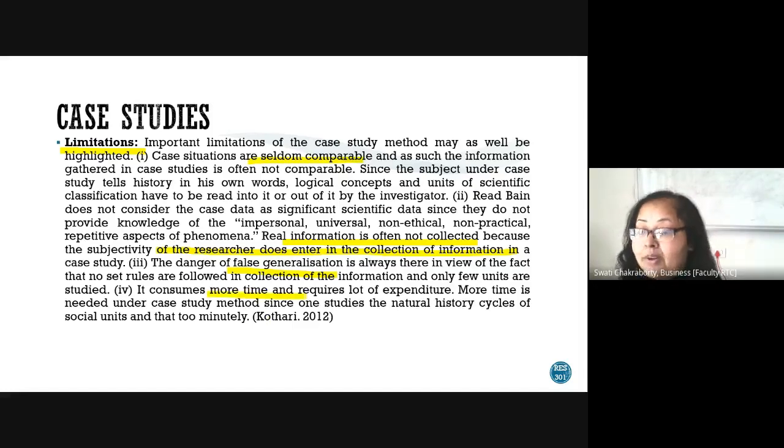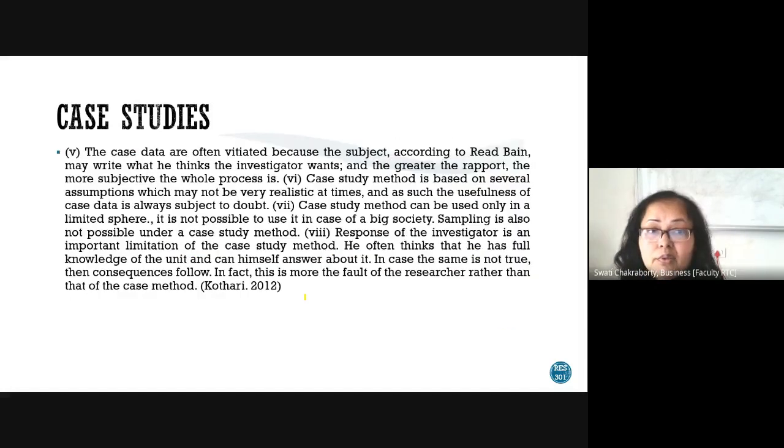It takes time and requires a lot of expenditure. Okay, and it's very often also vitiated because the subject may write what he thinks the researcher wants. The better the rapport, the more subjective the whole process is. Case study is also based on assumptions which may not be realistic at times, and as such the usefulness of the data is always subject to doubt. It can be used only in a limited sphere, cannot be used in a big society, right? Sampling is also not possible in case of case study method.